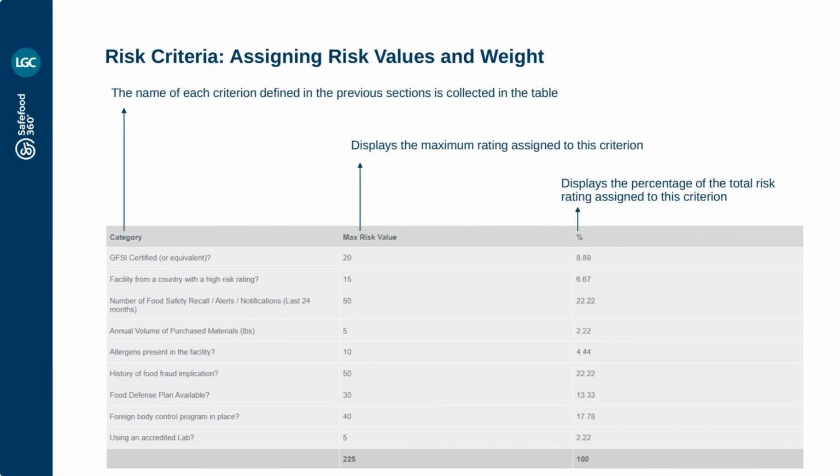So we're going to build out the risk criteria here, we're going to build out that risk assessment itself. We can take the information that we have defined in our criteria and throw this into this table here, so that we name each criteria that we have developed and define them from the previous sections.